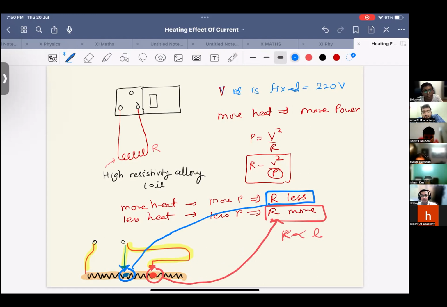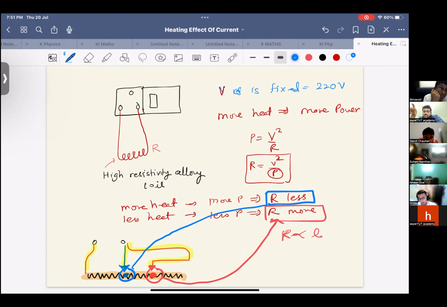So when you are adjusting the power of a heater and you want more power, you are switching. The same happens in a fan, there is a knob in a fan. If you rotate it, that knob does nothing but change the length of the resistor through which the current passes.